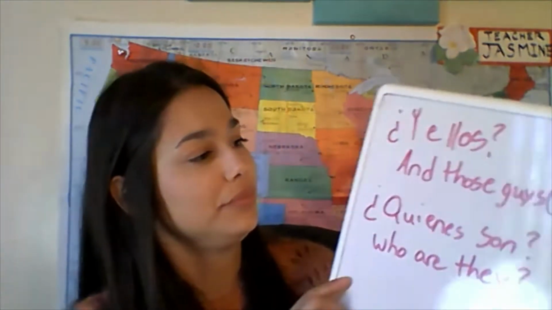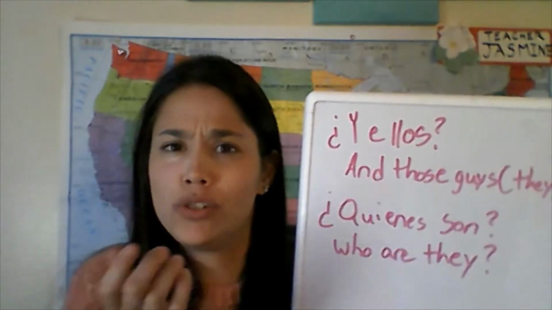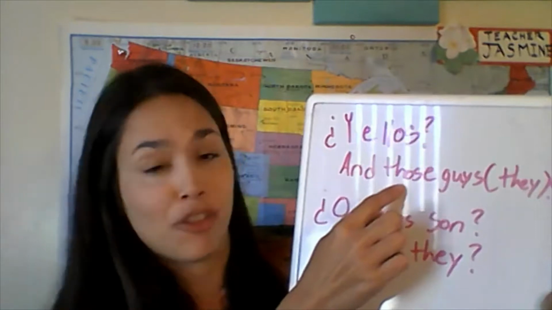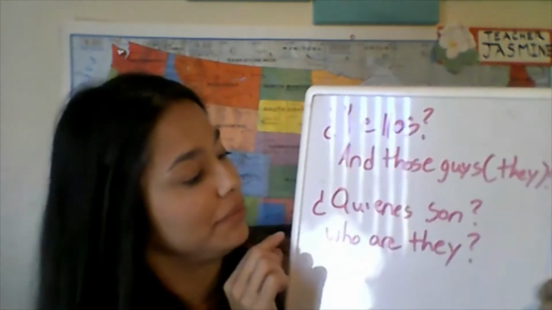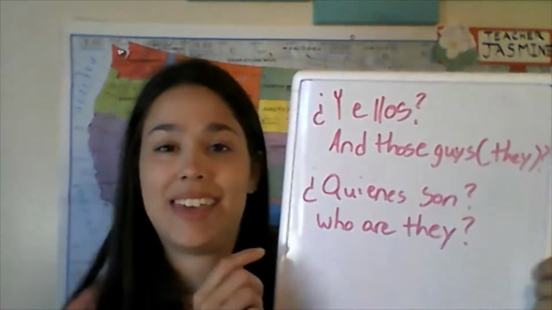Now, ellos, ellas, nosotros, nosotras, vosotros, and vosotras are all subject pronouns that refer to a group of people. Here are some sample sentences that use the Spanish verb ser, using those Spanish pronouns. The first one. ¿Y ellos? And those guys? ¿Quiénes son? Who are they?